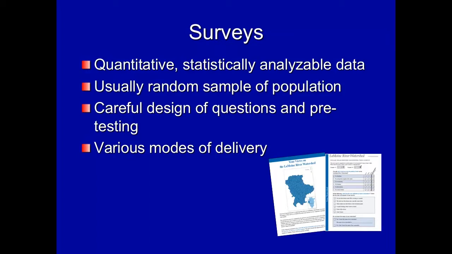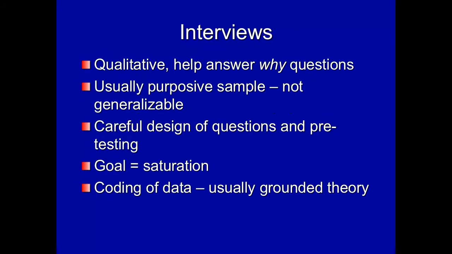We email those folks. We also do interviews, and the way we do interviews, they're usually qualitative, and they help us answer why. So surveys tell us how many people are doing something, but they don't tell us why they're doing that and what's motivating them. So we do interviews to try and find that out. We usually use a purposive sample, so our results are not strictly generalizable. We're just really intentionally trying to find different people who have different perspectives. Again, we use very careful design of questions, and we pretest.